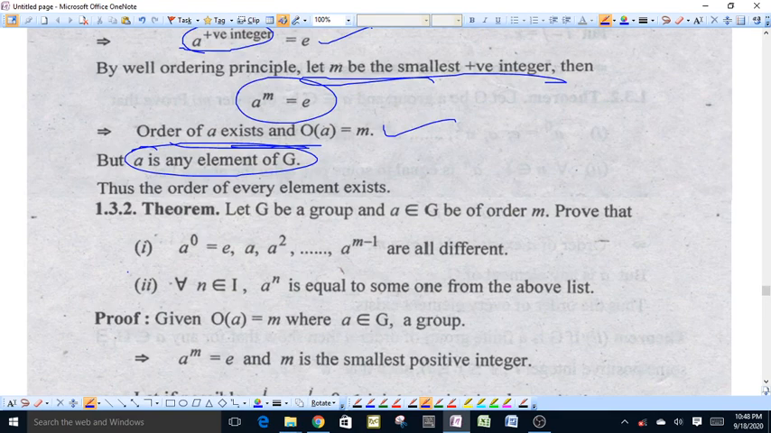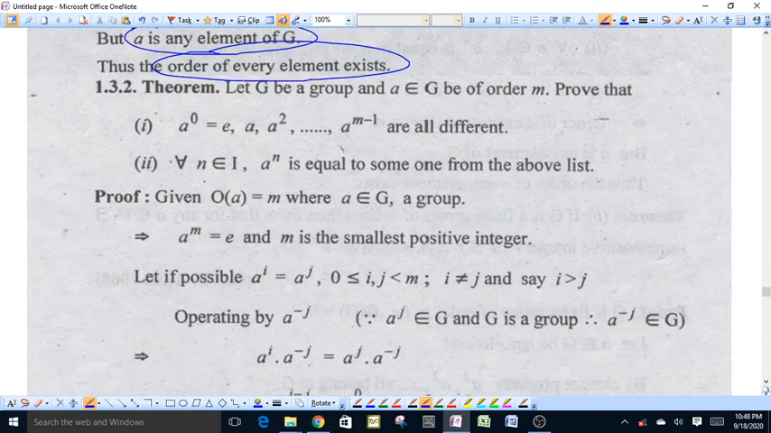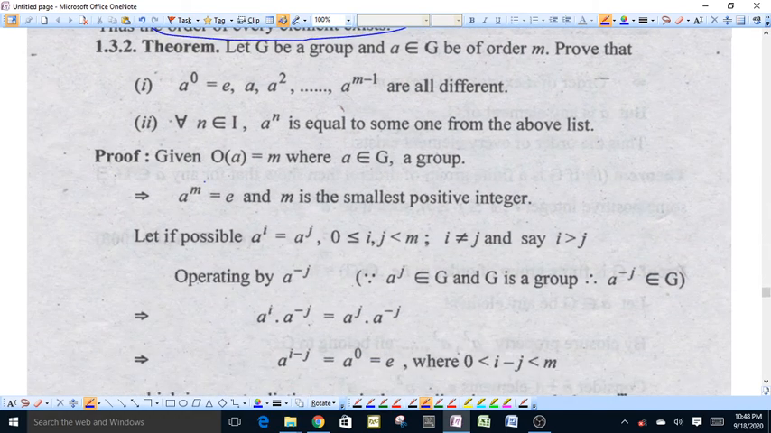Thus the order of every element of the group exists and is a finite number. Now, another important theorem: let G be a group and a be an element of G having order m.